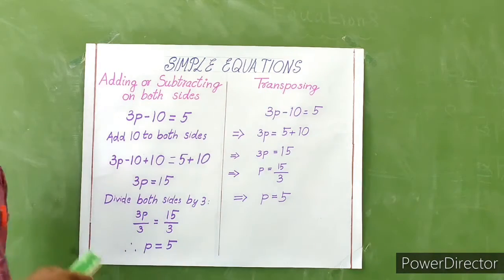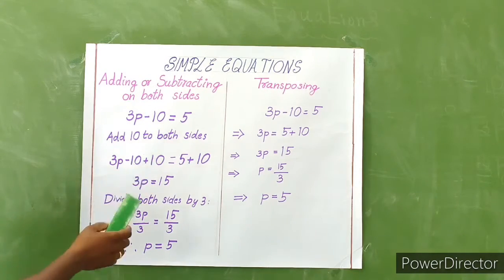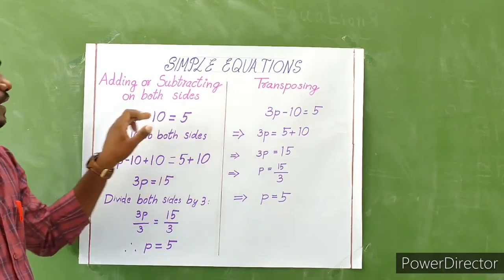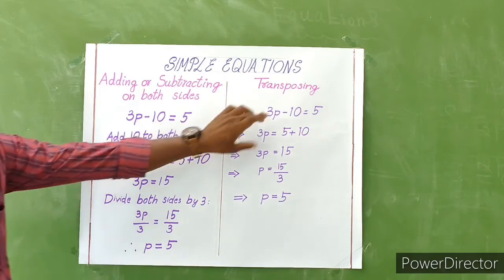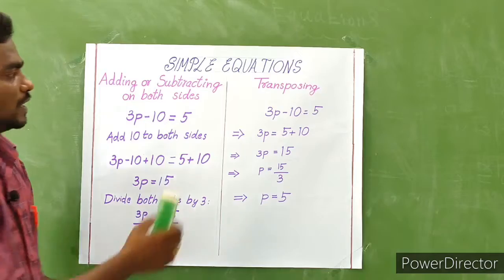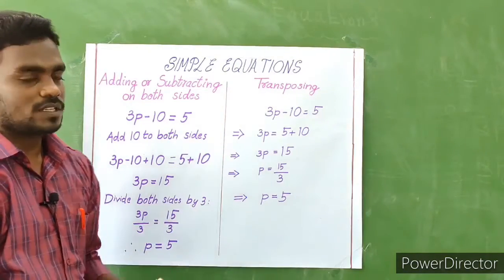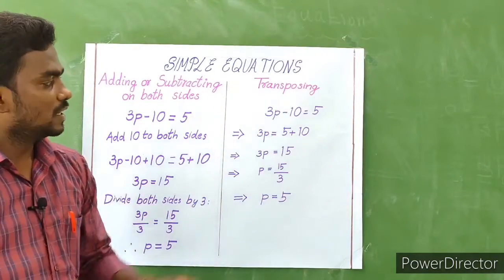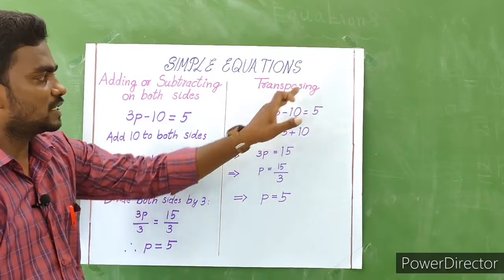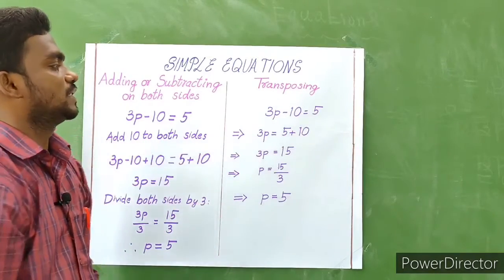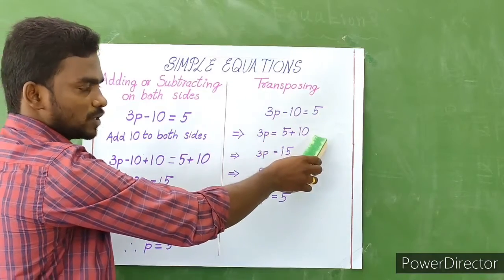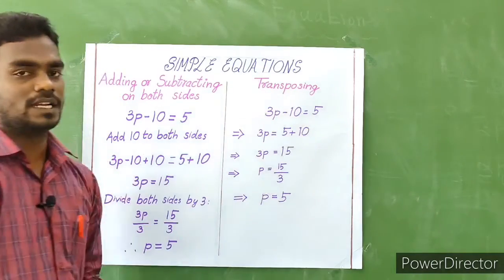So next one is transposing method. So how to solve the same equation by using the transposing method? Consider 3p minus 10 is equal to 5. So we know what the transposing method is. Keep the value 3p on the left side, and this minus 10 is transposing to plus 10 on the right side, so 3p is equal to 5 plus 10.